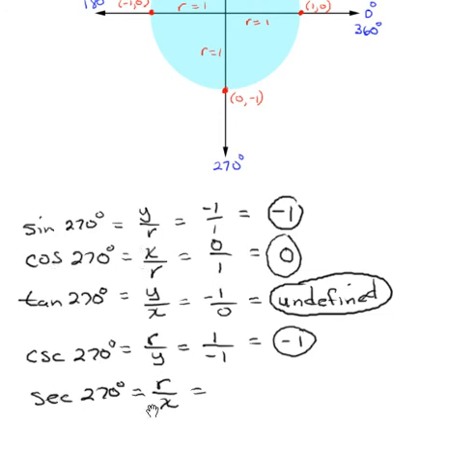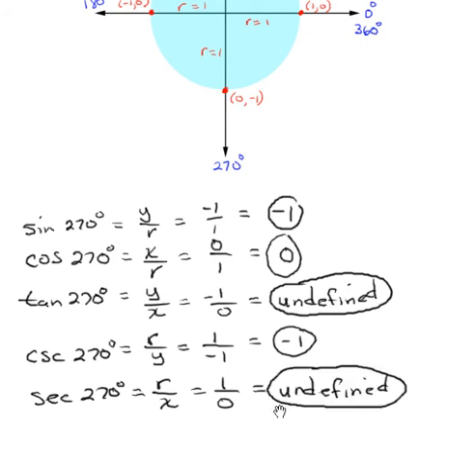The secant of 270 degrees, don't forget, secant is the reciprocal of cosine. So that should be the radius over the x value. The radius is 1 and the x value is 0. Again, that gives us a 0 in the denominator, which is undefined. Let's look at the cotangent of 270. Don't forget cotangent is the reciprocal of tangent. So instead of tangent being y over x, cotangent is x over y. The x value is 0, the y value is -1, and 0 divided by anything is 0.